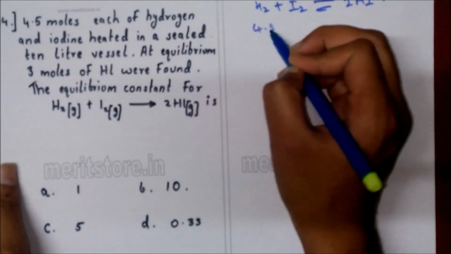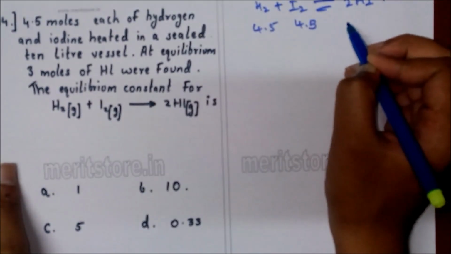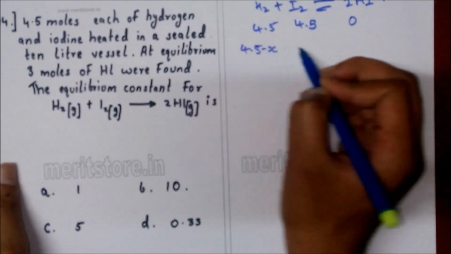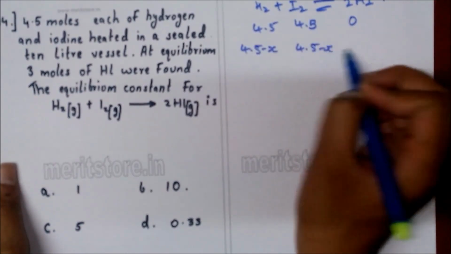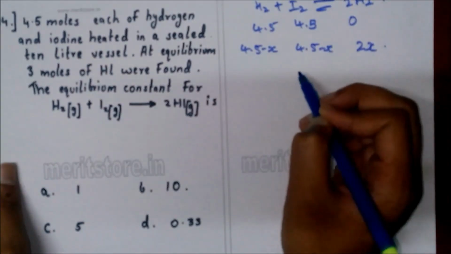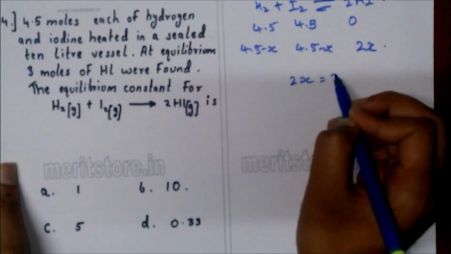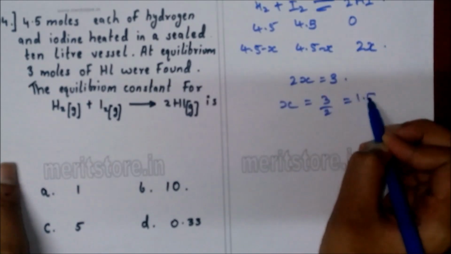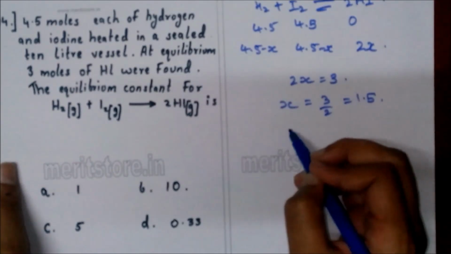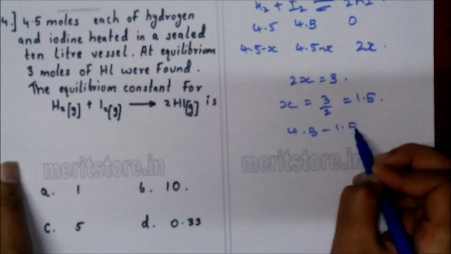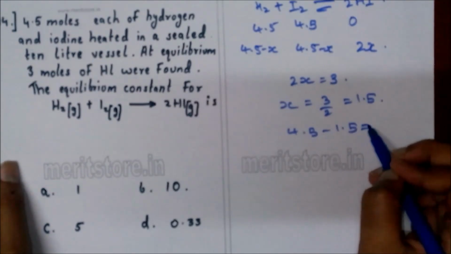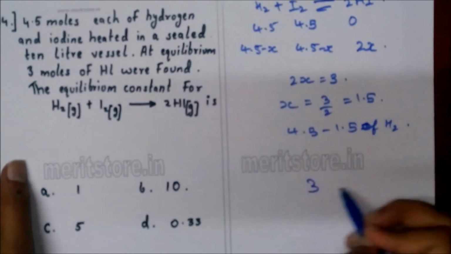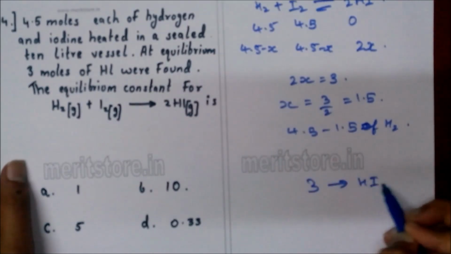Initial concentration is 4.5, 4.5 and 0. At equilibrium, it is 4.5 minus x, 4.5 minus x, and 2x. So 2x is equal to 3 from equation. So x is equal to 3 by 2, which is equal to 1.5. So concentration at equilibrium of hydrogen is equal to 4.5 minus 1.5, which is equal to 3, and this is the value of HI.